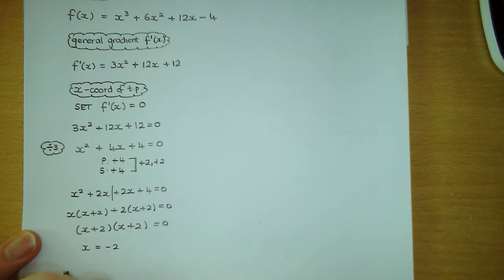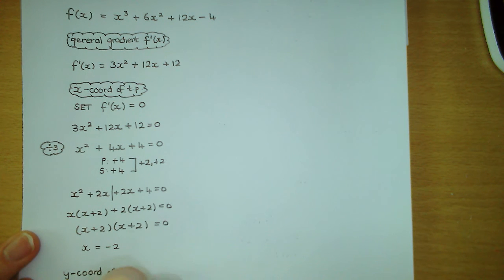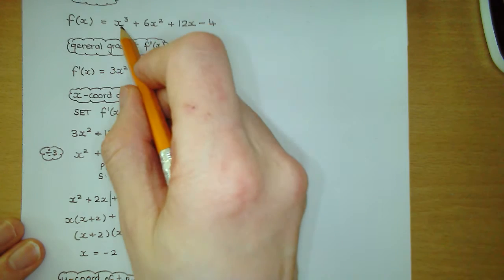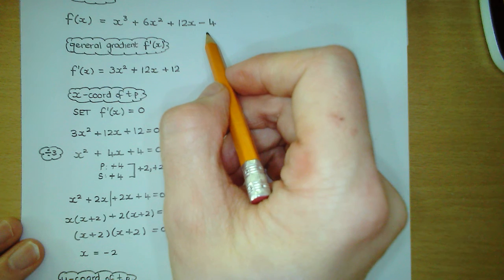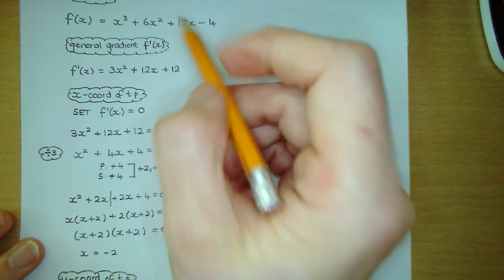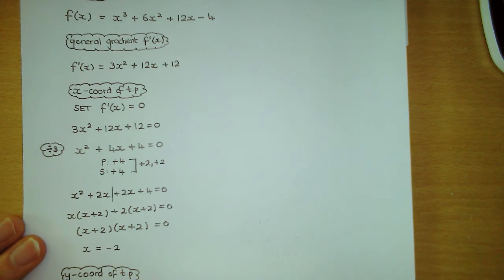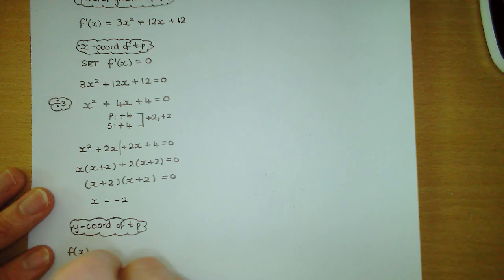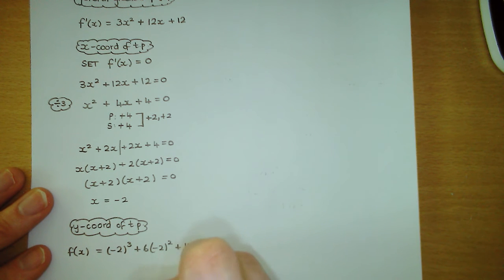So let's get the y coordinate of the turning point. So remember, to do that you sub the x coordinate of the turning point into the curve. So go back to your curve, replace everywhere you see x with -2. So we're going to get f of x. Remember, f of x is just fancy notation for y. So that's going to give us -2 cubed plus 6 times -2 squared plus 12 times -2, and then subtract 4.